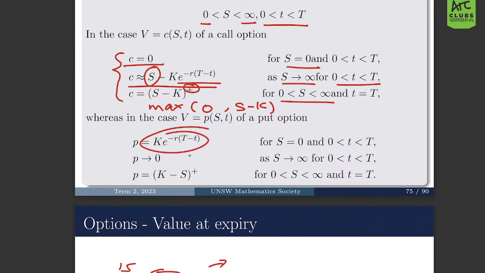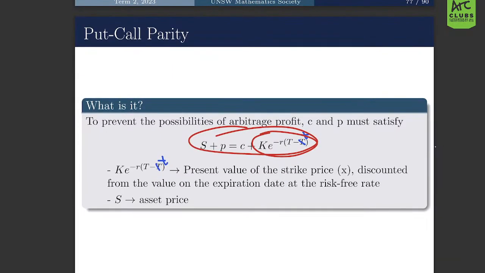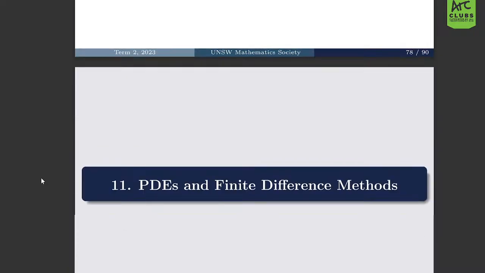This is the present value of the asset price. So we have to make sure that the present value of the asset price plus your call option is equal to the asset price plus your put option. So that's essentially what it's saying. And here are the definitions. So that's put-call parity. It's just a way to prevent arbitrage profit, in short, in very simple terms.